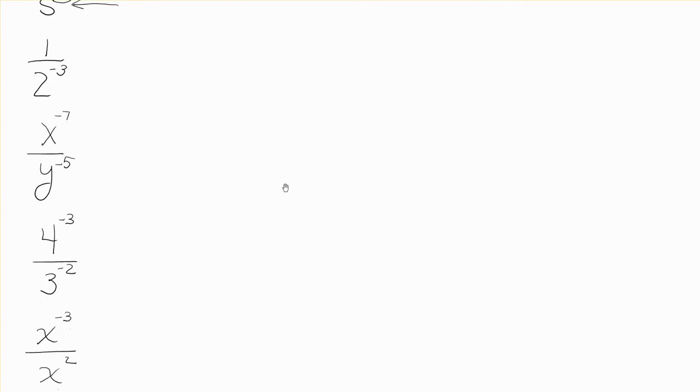Our second example is 1 over 2 to the negative 3rd power. Here's our denominator. We have something with a negative exponent. We're going to move that into the numerator and change the exponent to a positive. So we get 2 cubed. And we can evaluate 2 cubed. 2 cubed is 2 times 2 times 2, which is 8.